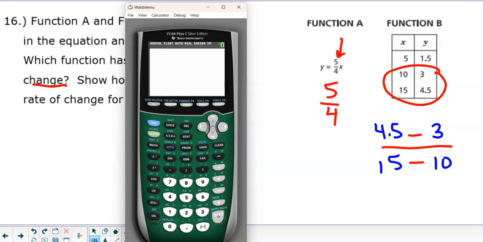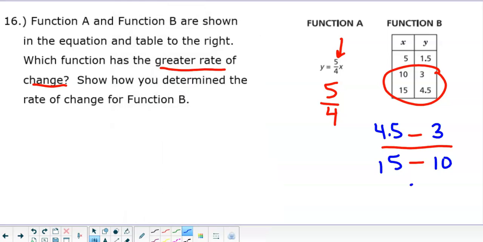So I'm going to open my fraction button here. 4.5 minus 3 over 15 minus 10. I get 0.3. Now if I want to convert that to a decimal or a fraction, I can use the converting button on my calculator. For you guys, you have to press the green button first. And for me, I'm going to get 3/10. So 3/10, or I can leave it as 0.3.